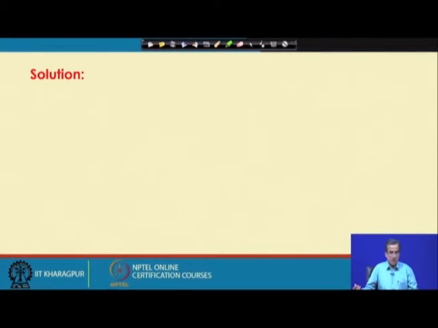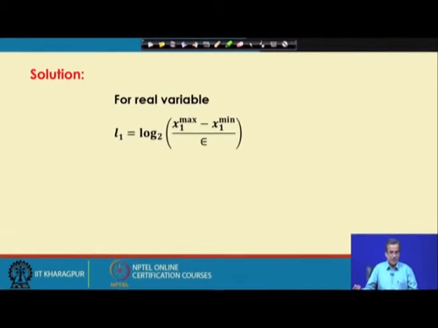Now, let us try to solve this numerical example. How do we determine how many bits are to be assigned to represent the real variable? This formula we have already discussed, how to derive it. Now, I am going to use this formula to find out how many bits are to be assigned to represent the real variable.